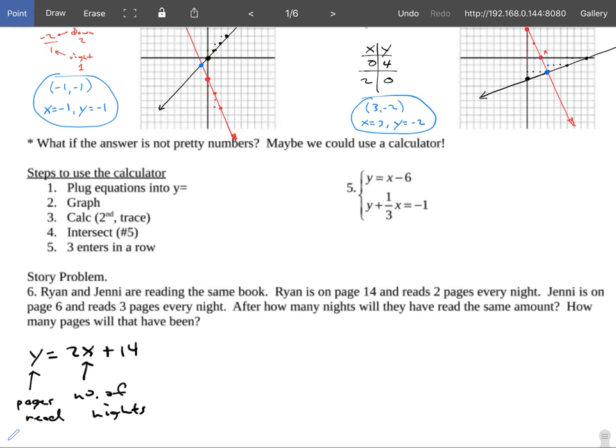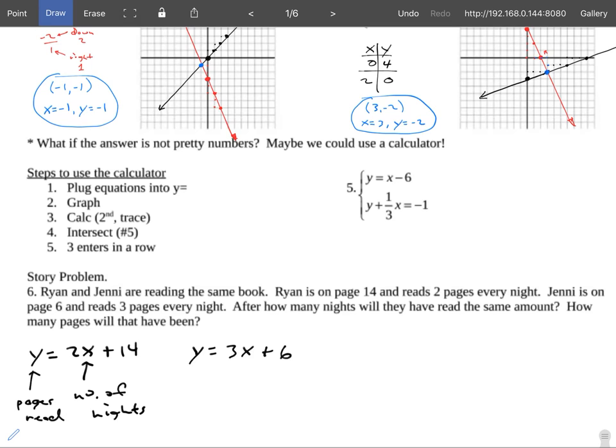So then we're going to write the same kind of equation for Jenny. So for Jenny, it says that she has started on page 6, or she already has 6 pages done, and then she reads 3 pages every night. So her equation. What's up? What's it say under 2x? Sorry, it says number of nights. Okay, thanks. Sorry, it's right at the bottom of my iPad, so it's hard for me to write. Okay, so then we're doing Jenny. Her equation is going to look like y equals, well, she does 3 pages every night, so that's 3x, and then she already has 6 pages done.